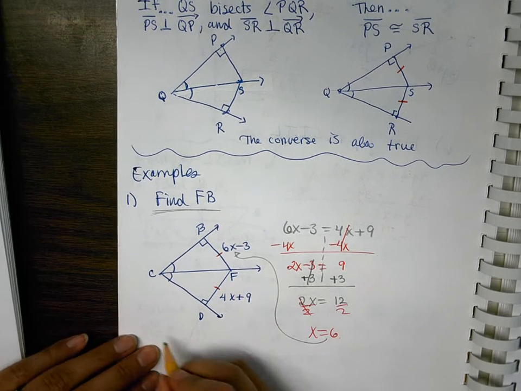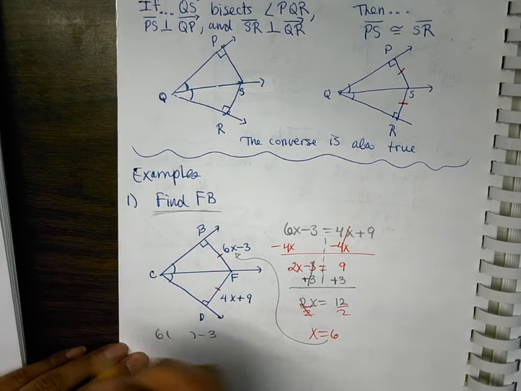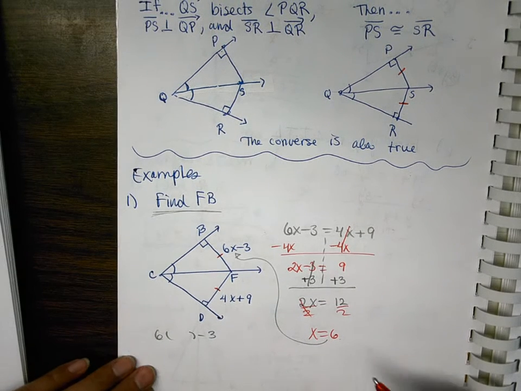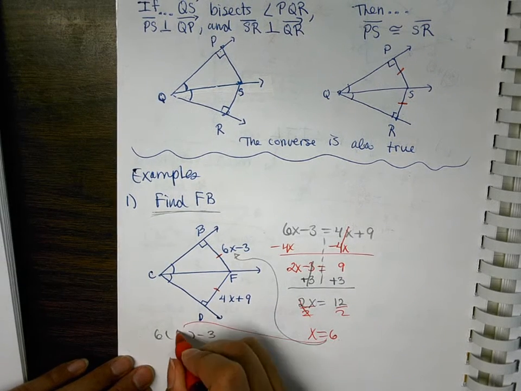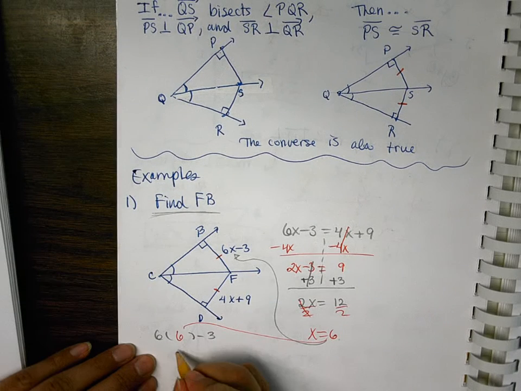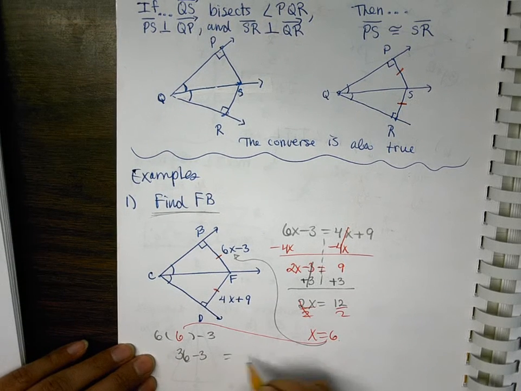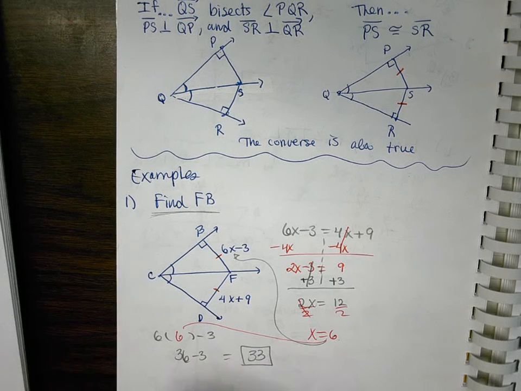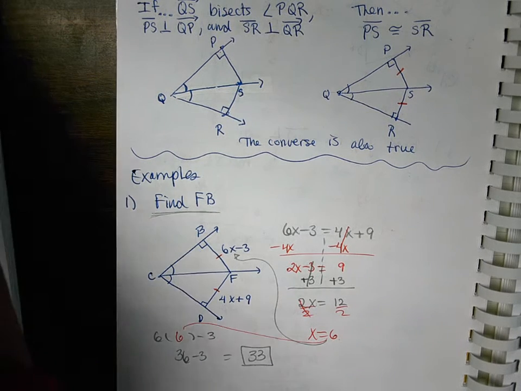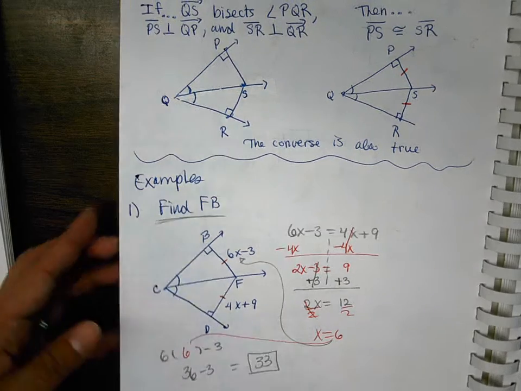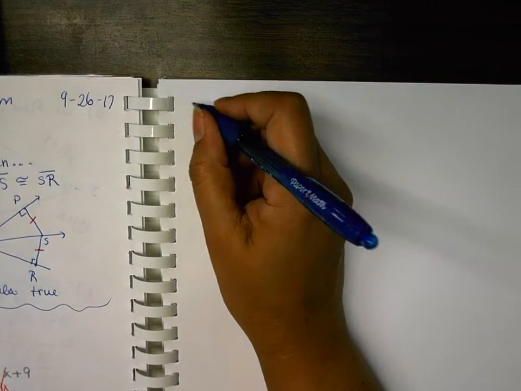FB is 6x minus 3. 6 blank minus 3. What do I plug in the blank? 6. The 6. So I get 36 minus 3. Final answer is 33. Any questions? Make sense? Okay. Number 2.